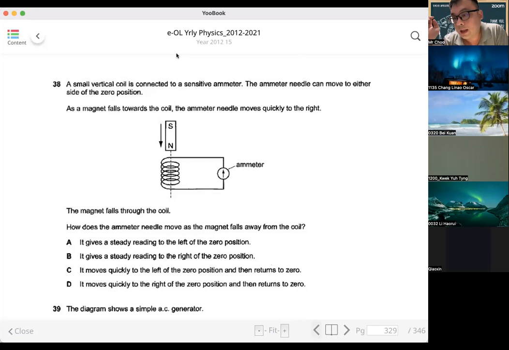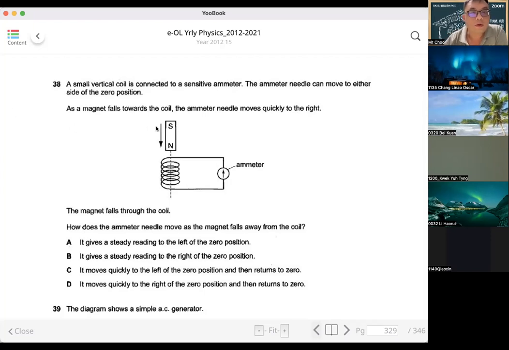Those who can answer the question can give me the answer. If not, just listen to me. So this is a vertical coil. There's no battery, there's no other thing, but it's connected to a sensitive ammeter. So if there's any current in the whole circuit, the ammeter will move. Is that clear?